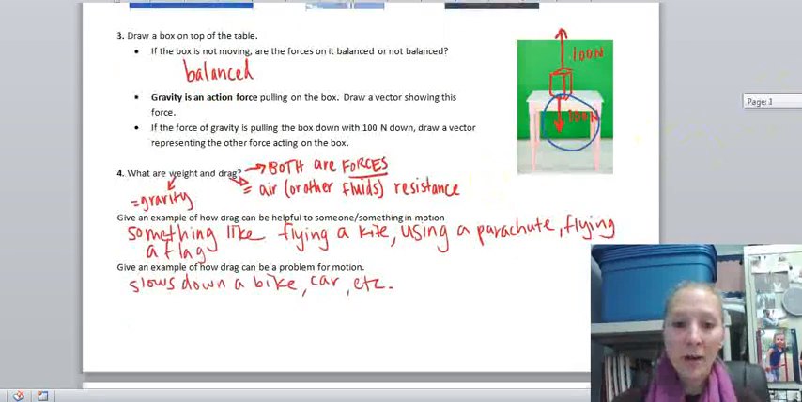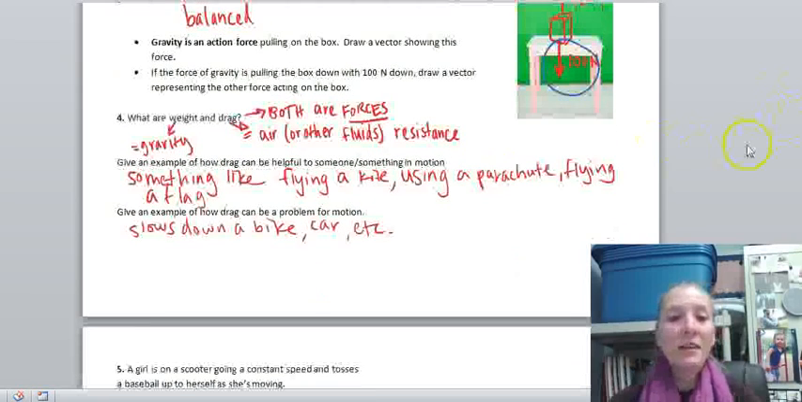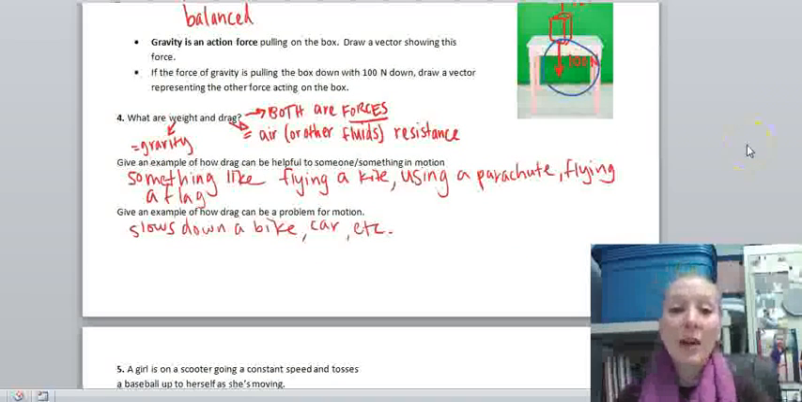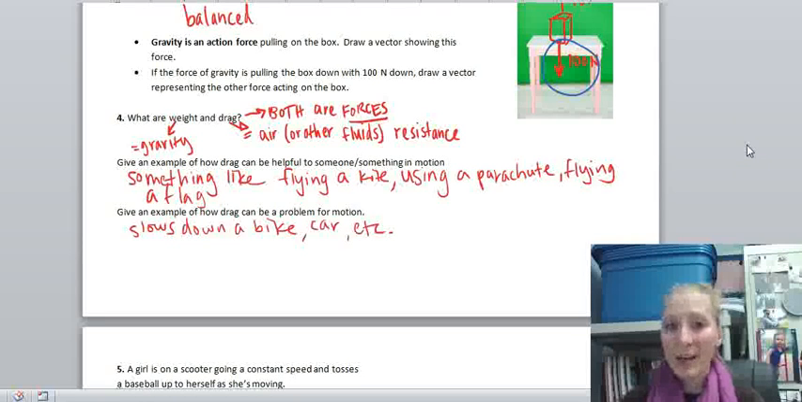Now we move on to weight and drag. Both of these are forces, and we look at weight. Weight is kind of another way we talk about gravity, and it's kind of weird to think about weight as a force, but it is. Now the other thing about drag is we talk about it as air resistance, but we can think about it as fluid resistance because it applies to water and other gases too.